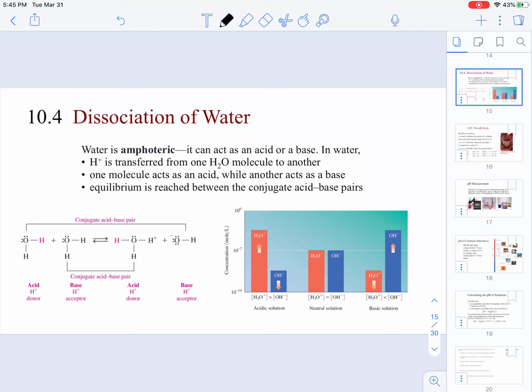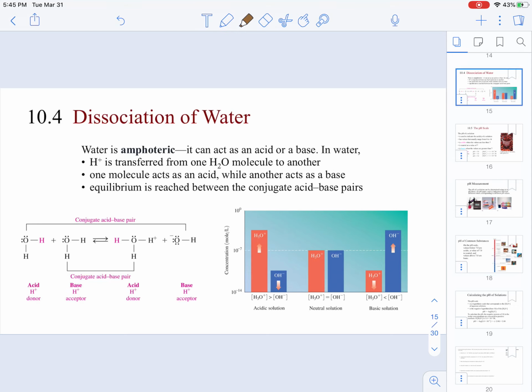In this lecture, we are going to cover sections 10.4 through 10.6. First, we're going to discuss the dissociation of water. In chapter 10, we have observed water acting as a base and water also acting as an acid.